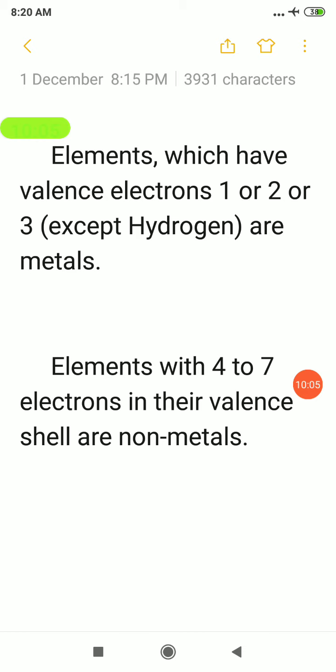So by knowing the number of valence electrons, we can say whether the element is a metal or non-metal. Metal means how many valence electrons it will possess. It will possess either 1 electron, 2 electrons or 3 electrons in the valence shell, whereas non-metal in the sense it will possess either 4, 5, 6 or 7 valence electrons. So by this knowledge we can find out whether the given element is a metal or a non-metal.